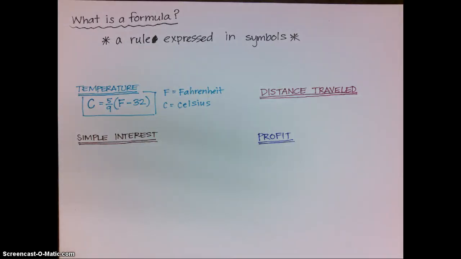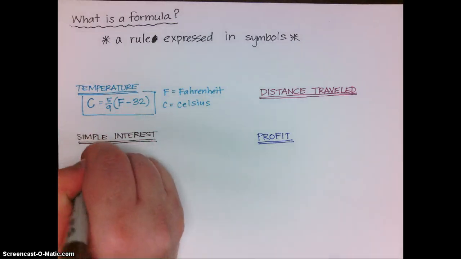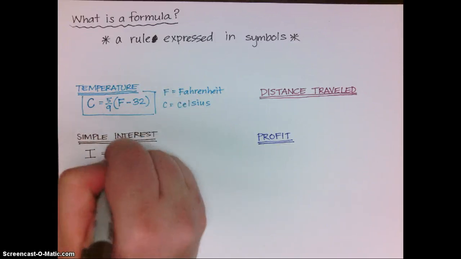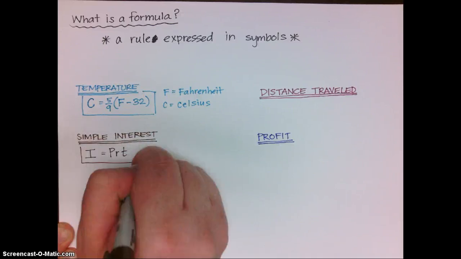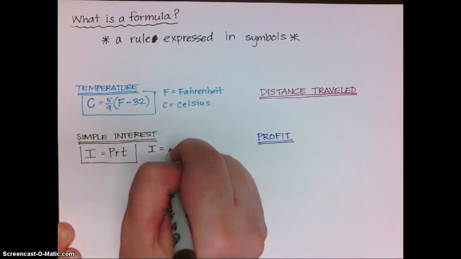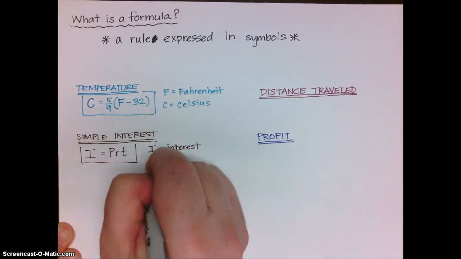The next one is called simple interest. So this means if you put money in a bank account and the bank is going to give you a certain percentage of interest as you leave your money in the account, how much are you going to get in the end? And the formula is the following. It's capital I equals capital P, then lowercase r, and lowercase t. And for this one, capital I stands for interest. So how much interest are you going to make on your money?